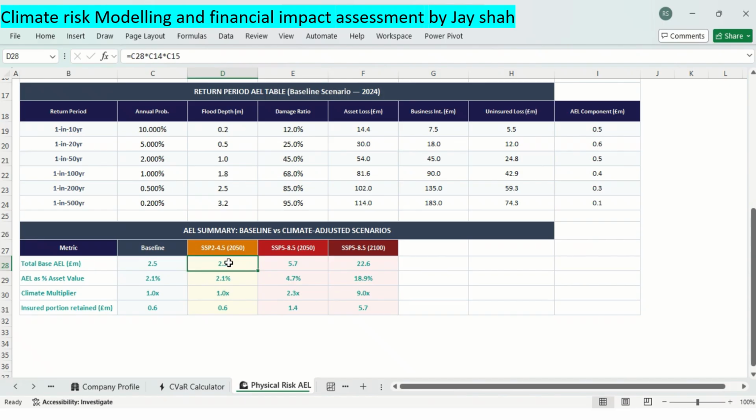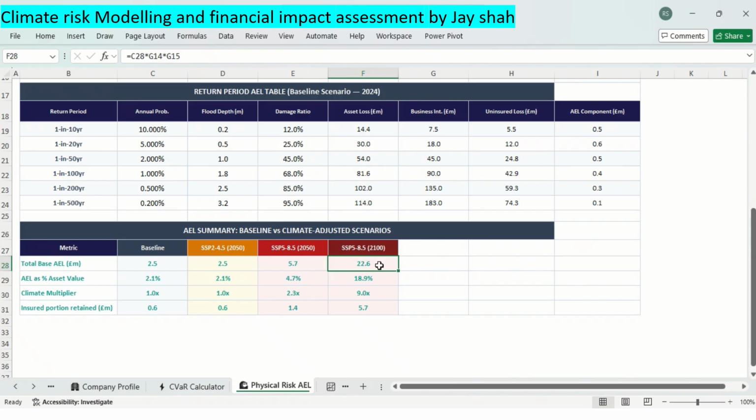And cell E28, which is 5.7, takes SSP 8.5 even further. So by 2100 under the SSP 5 8.5, the multipliers are 4.5 times frequency and 2 times depth, giving a combined 9 multiplier on the annual expected loss.